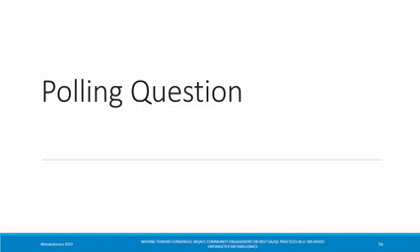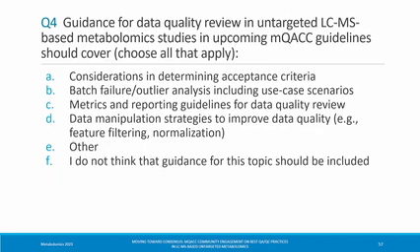So then we can switch gears to our next polling question. And here for this polling question, we will ask what guidance for data quality review in untargeted LCMS-based metabolomic studies the upcoming mQACC guidelines should cover. And this is one of those choose all that apply questions, so you should be able to select any of the answers that you think are important.